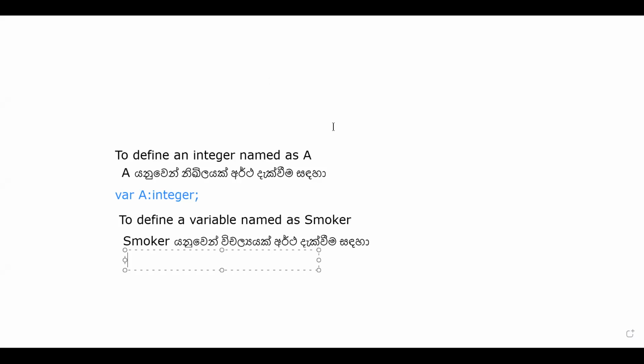What is the data type we have to use? What is the data type we have to use? We have only two values.